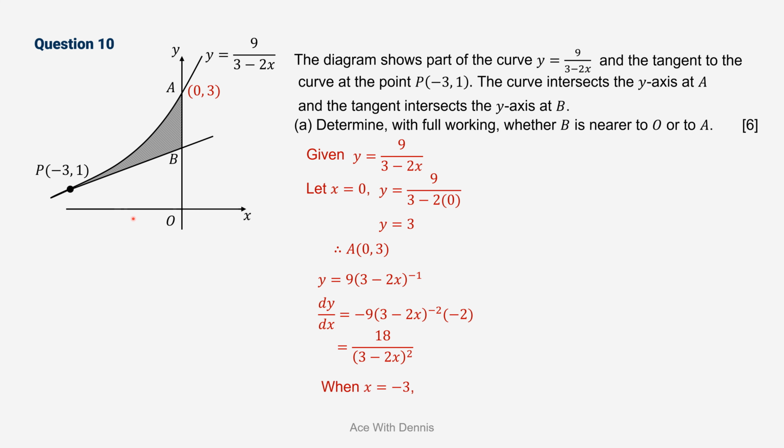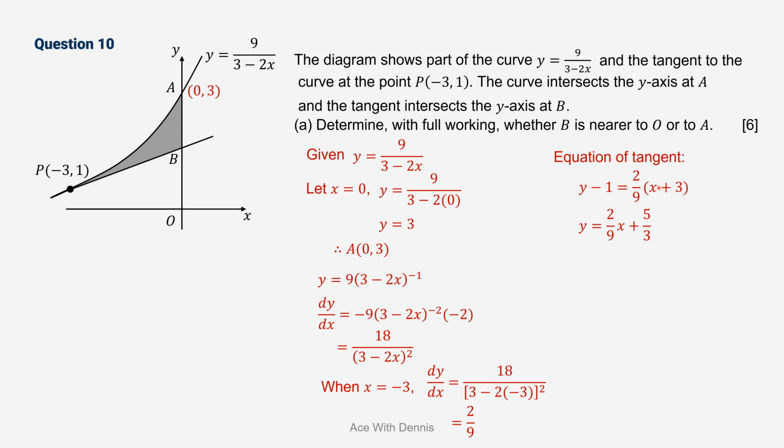Alright, so to find the gradient of the tangent, we let x equal -3 because it is point P here. So dy over dx will be 18 over (3 minus 2 times -3) squared, and the value is 2 over 9. Now we know the gradient of the tangent and the coordinates of point P, (-3, 1), so we can form the equation of the tangent. So y minus 1 equals 2 over 9 times (x plus 3).